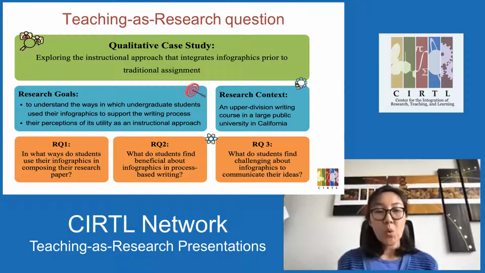My research question 1 was, in what ways do students use their infographics in composing their traditional writing of a research paper? The second research question was, what do students find beneficial about using infographics in process-based writing? And the last research question was to find out about the challenges students may have experienced while engaging in this type of instructional approach.